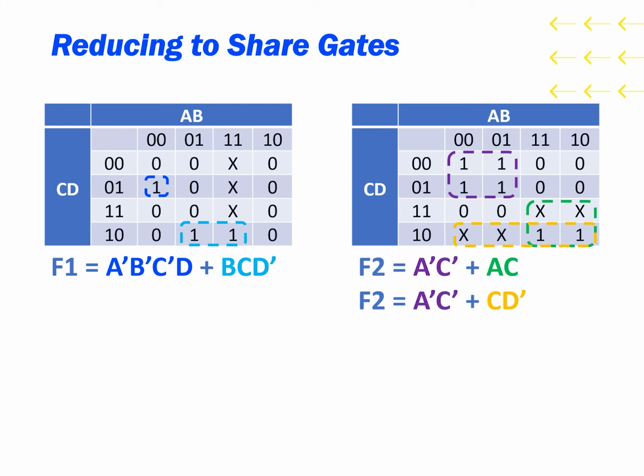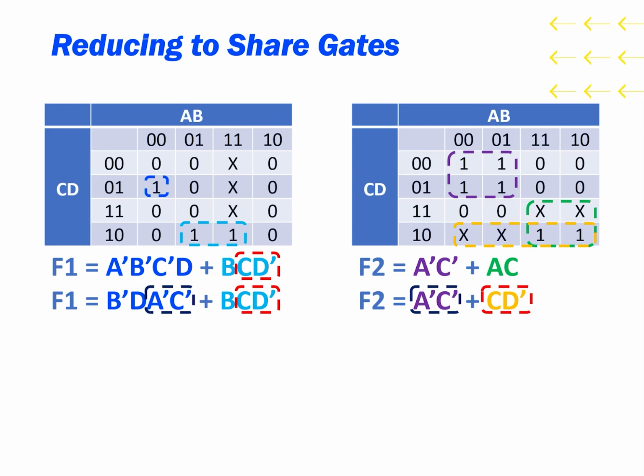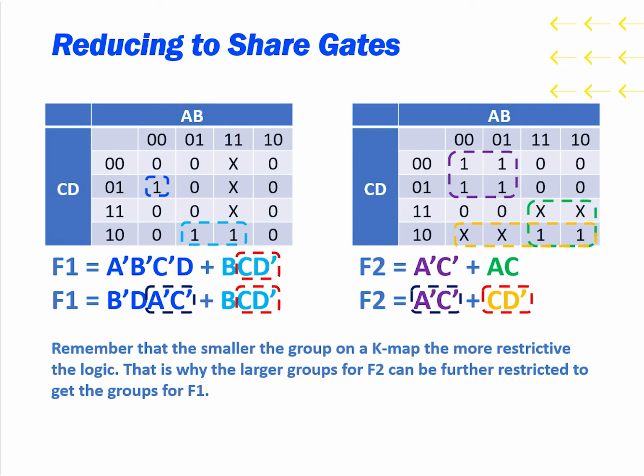Looking back at the first function, we can see it directly shares the CD0 gate with the second reduction of the second function. Therefore, this is probably the better choice. Also, if I rearrange the first term of the first function, we can see that it shares the A0 C0 gate. From this example, it's easy to see that the smaller the group on the K-map, the more logic gates are needed to create it.